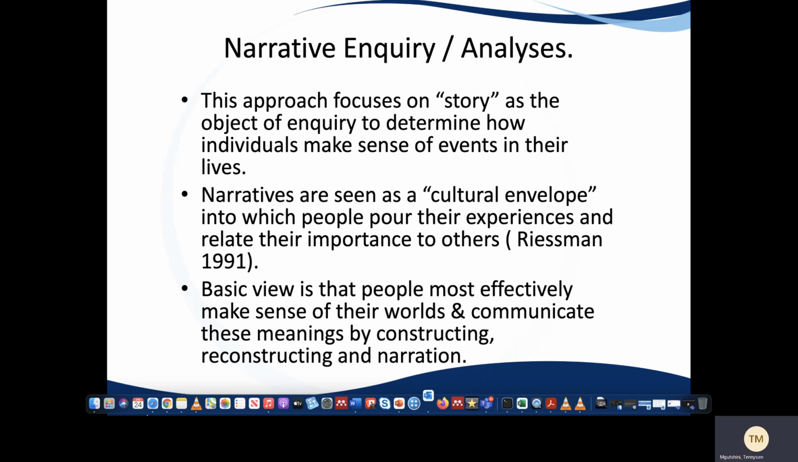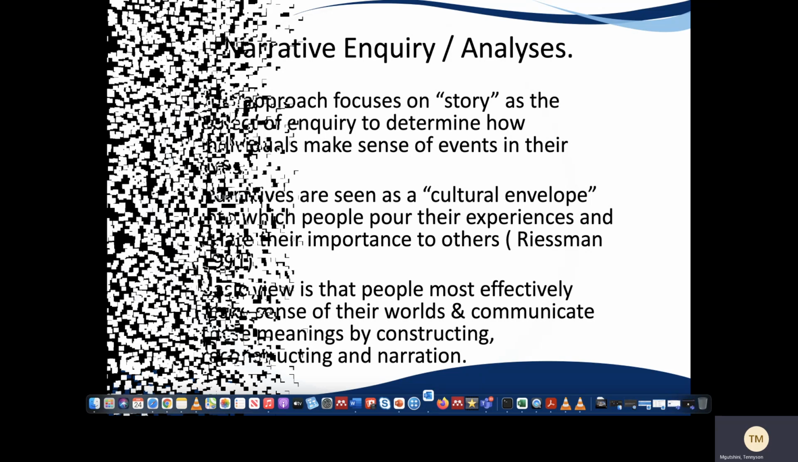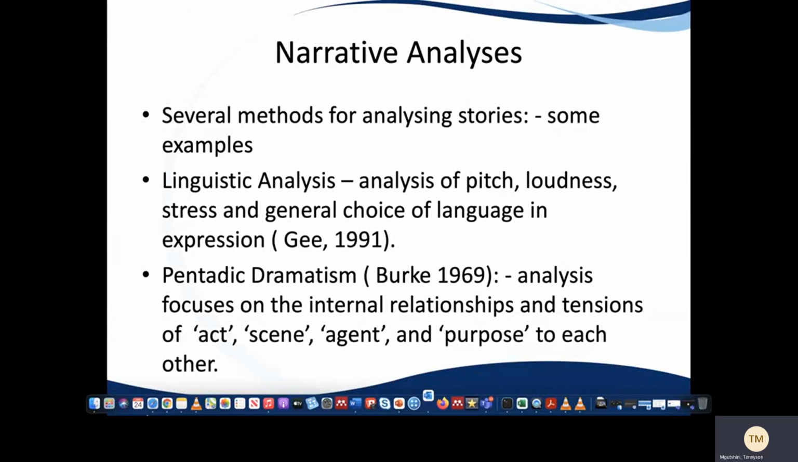And then, of course, people will say in this form of inquiry, in this form of qualitative research, the basic view is that people most effectively make sense of their worlds and communicate those meanings by constructing and reconstructing their narrations. That when I tell you the story, it is really literally the animation behind it that is more important than the actual content of what I'm saying.